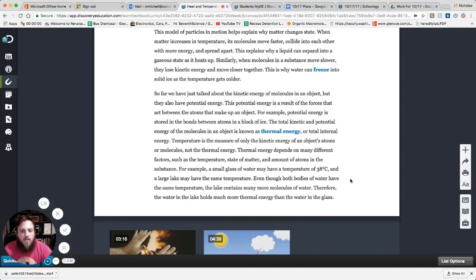Thermal energy depends on many different factors: the temperature, the state of matter, how many atoms, how big something is. All right, so let's break this down. A small glass of water may have a temperature of 38 degrees Celsius, which is roughly 80 degrees Fahrenheit, and a large lake may also have that same temperature. But the reality is the lake has more thermal energy because the lake has more water.